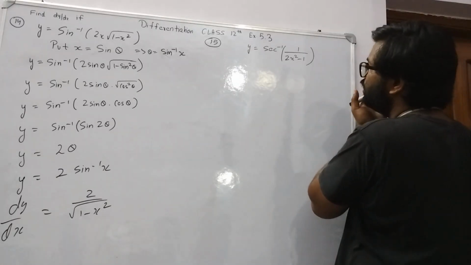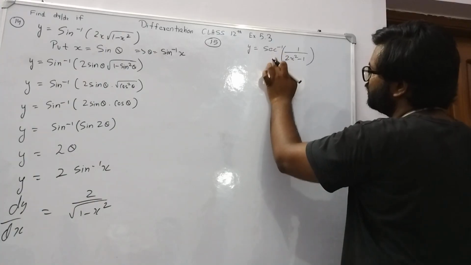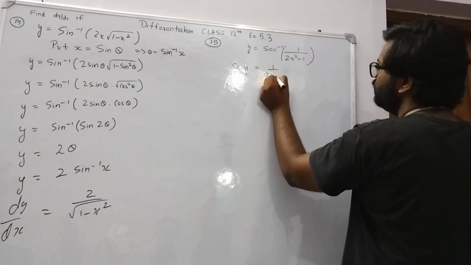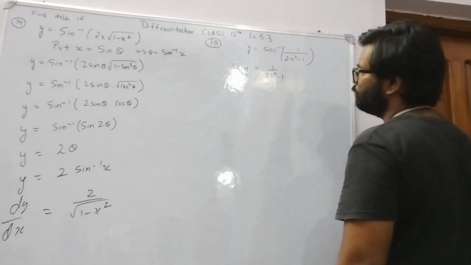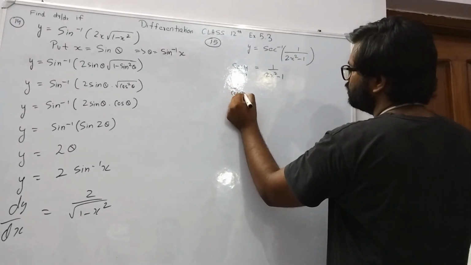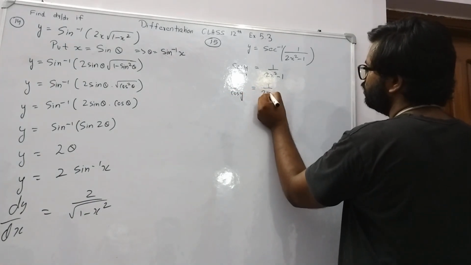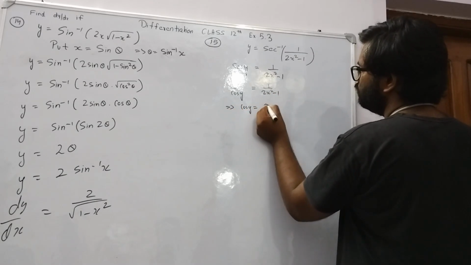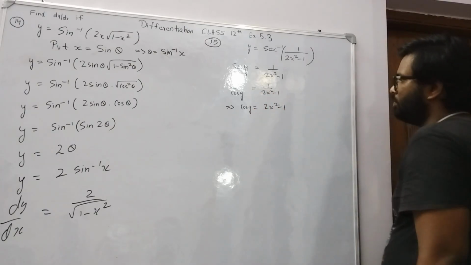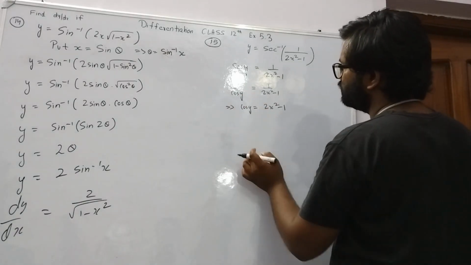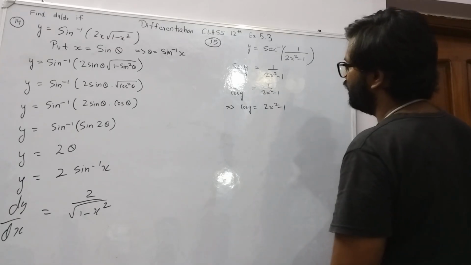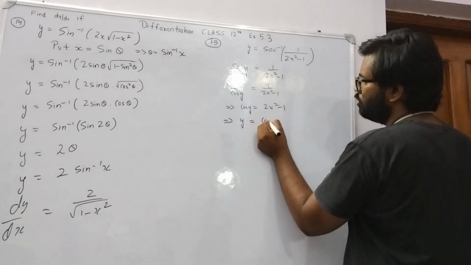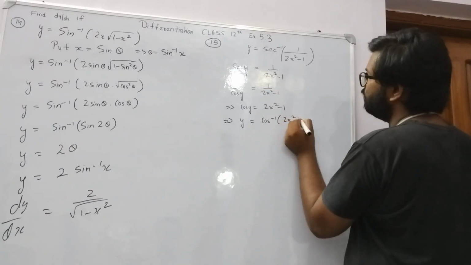So what we're going to do is we will take this sec inverse x to the other side, and it will become sec y is equal to 1 upon 2x square minus 1. And sec is the reciprocal of cos, so we write 1 upon cos y is equal to 1 upon 2x square minus 1. So this implies cos y is equal to 2x square minus 1. You can say we cross multiplied, or you can simply say both sides had 1 as the numerator, so we just took the reciprocal. So we can simply write y equals cos inverse 2x square minus 1.